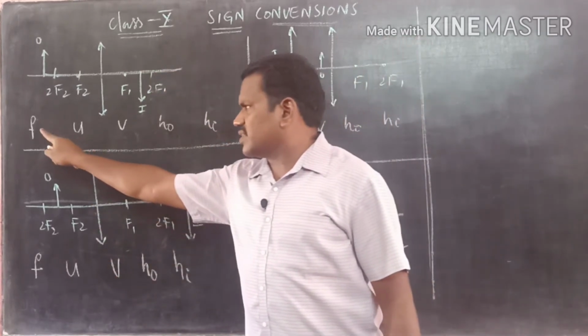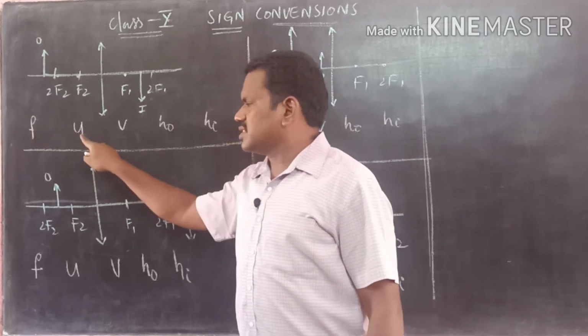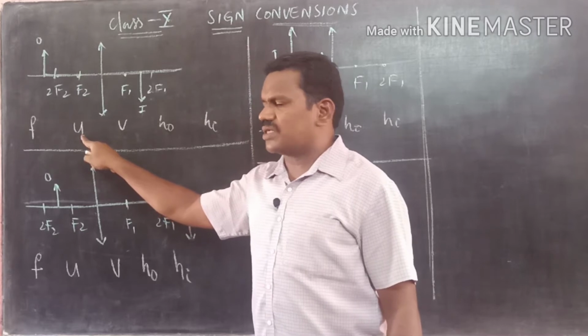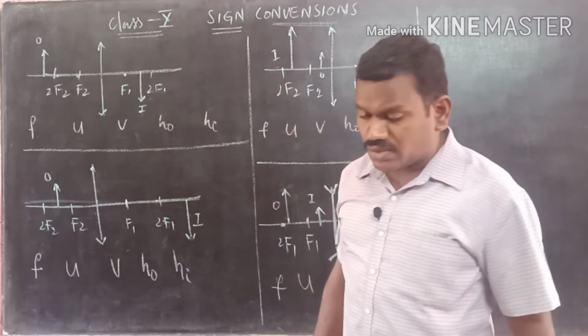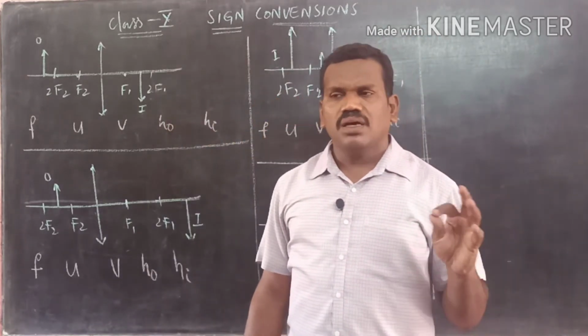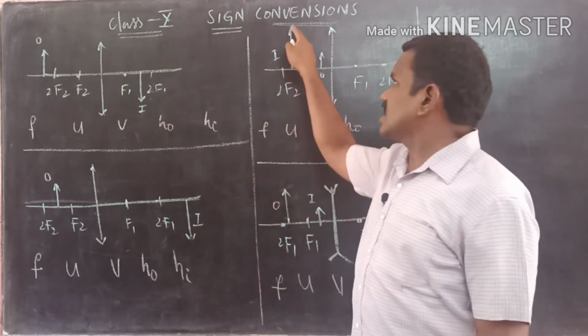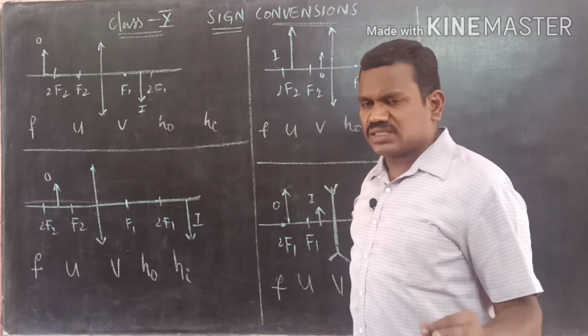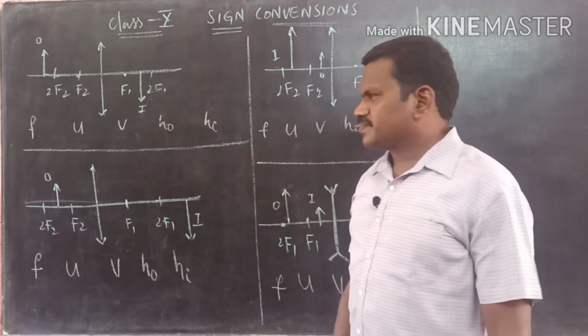The distance between the optic center and focus is the focal length. The distance between the optic center and object is the object distance. The distance between the optic center and image is the image distance. If you understood, all the distances should be measured from the optic center only. This is the first rule in the sign conventions: every distance should be measured from the optic center.